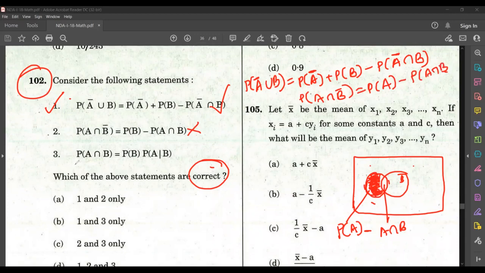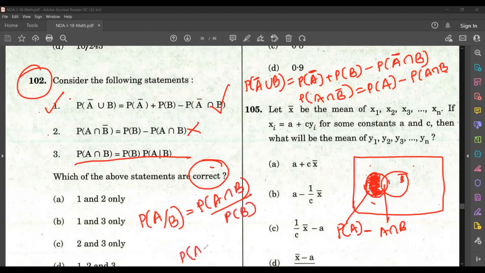Now, what about this one? P of A intersection B is equal to P of B into P of A given B. So write the formula: P of A given B is P of A intersection B divided by P of B. So P of A intersection B is equal to P of B into P of A given B. So that is correct. So this is also correct. So the first and third statements are correct.